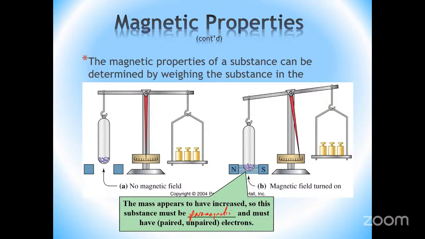And therefore, because it's paramagnetic, based on the definition that we said earlier, that means that this substance, whatever it is, has unpaired electrons. All right? So it's because of the presence of unpaired electrons in its electron configuration that this substance is paramagnetic, and therefore it displays the properties as shown or demonstrated in this experiment.